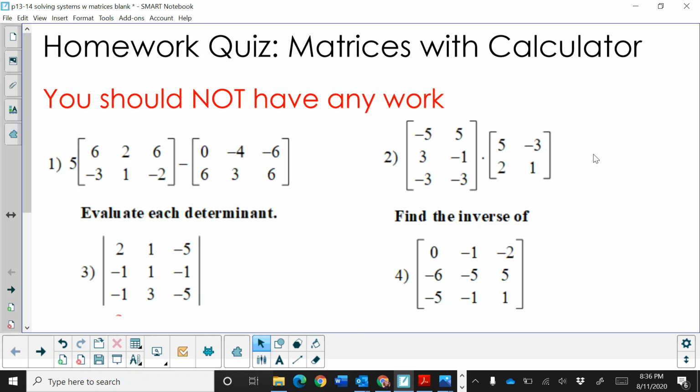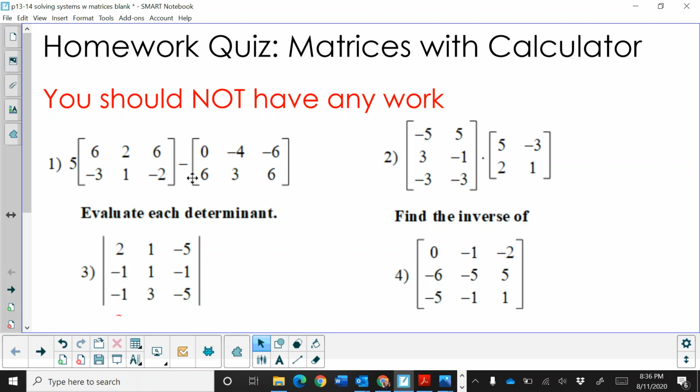Welcome back, pre-calculus students. Today we are going to look at how to solve systems with matrices, and then we're going to do a type of application. Before we get started, I wanted to offer you up a homework quiz. Typically, when we're not learning online, we have a homework quiz at this point.